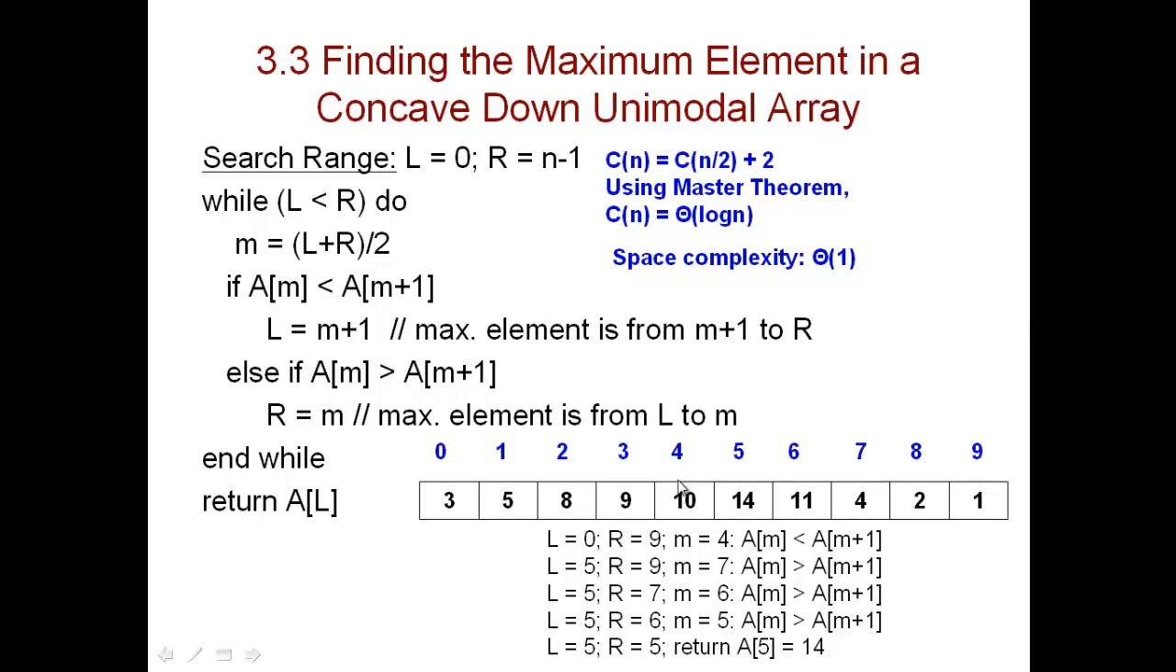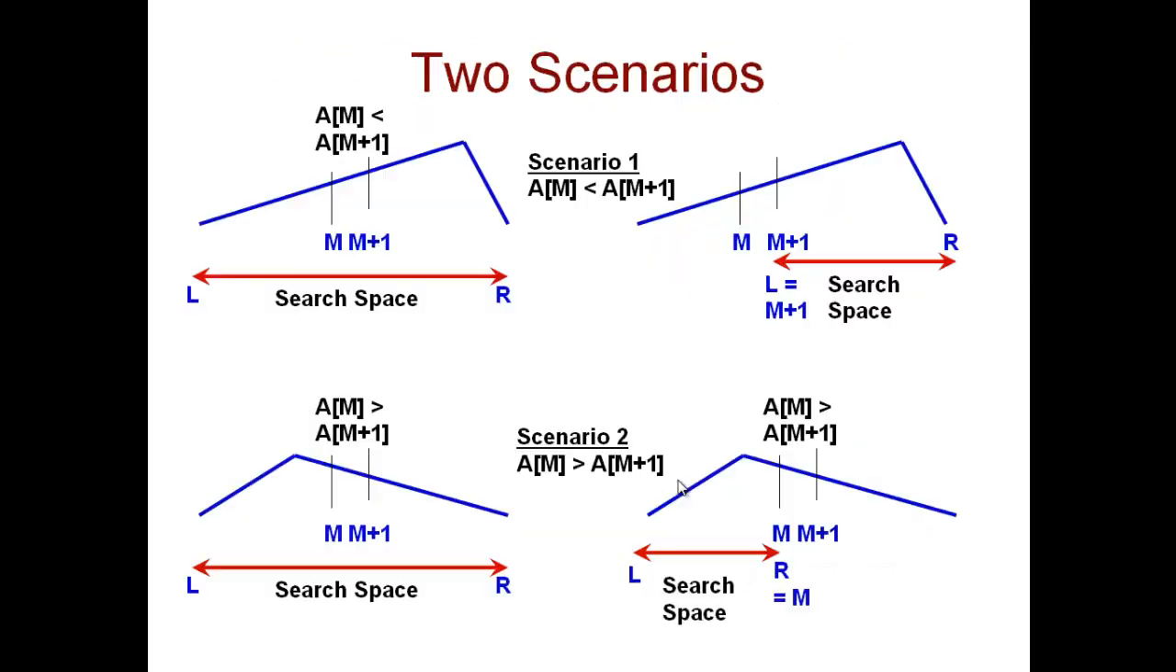So what we need to do is, we know it's a concave down array, but we need to decide where the middle index is, whether the middle index is in the increasing part or in the decreasing part. So that's what we should be able to decide now.